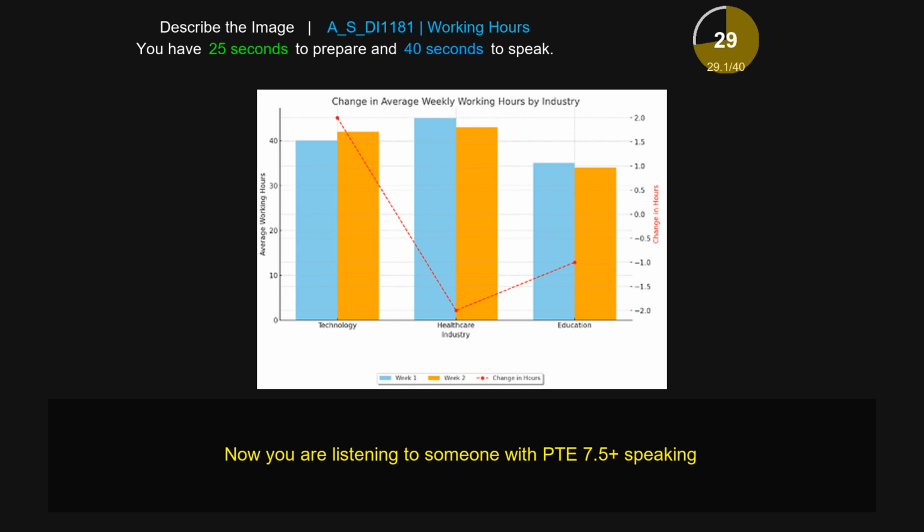In this picture, technology contains more than 40%, while education contains less than 20%. Overall, it gives the information about the working hours.